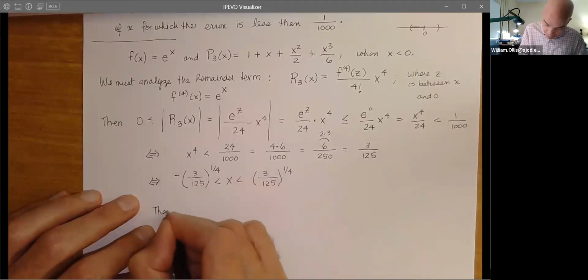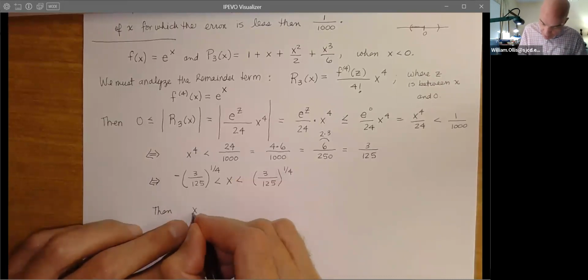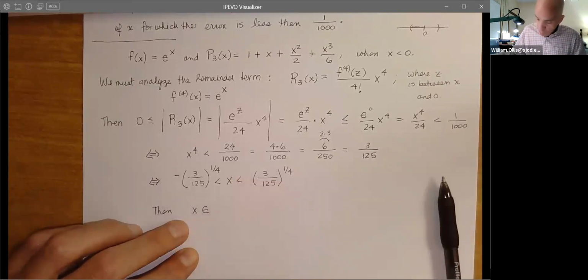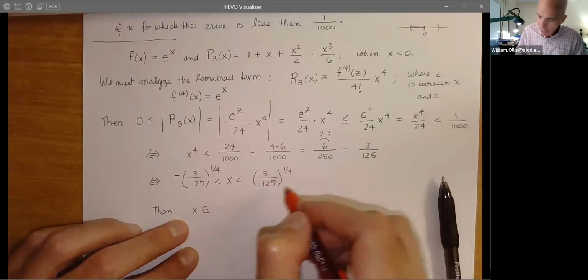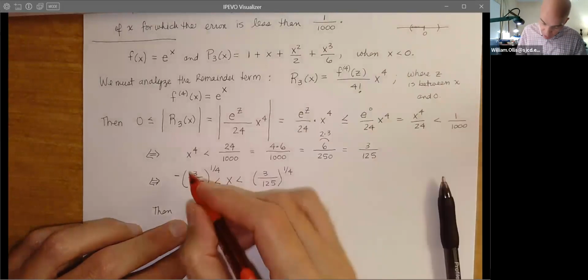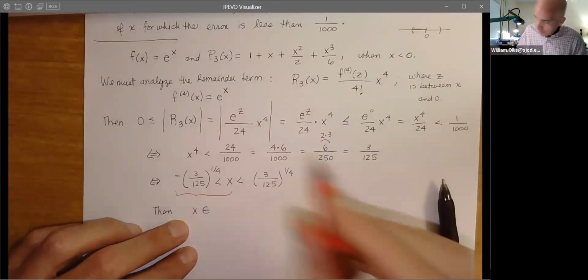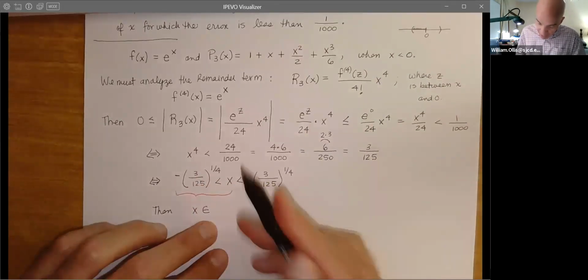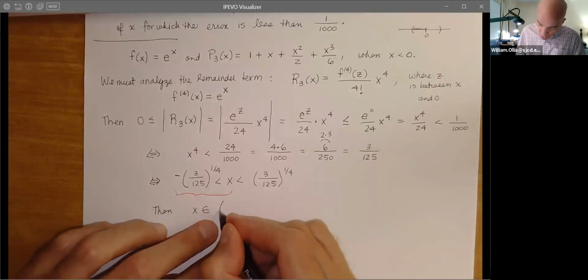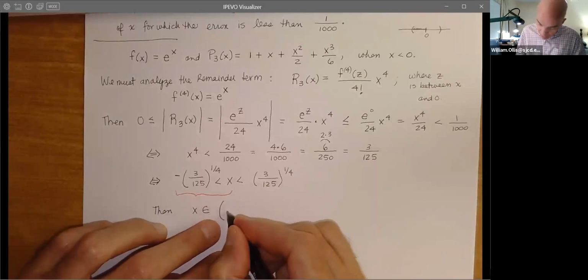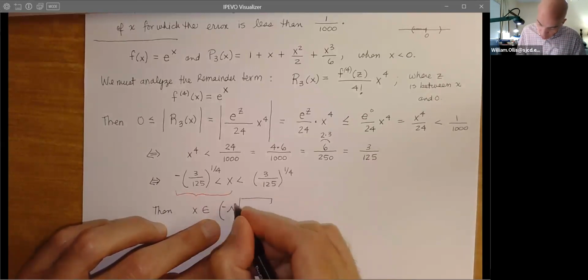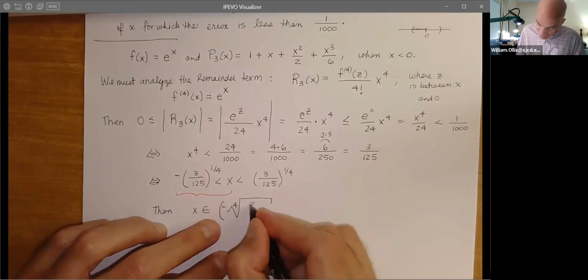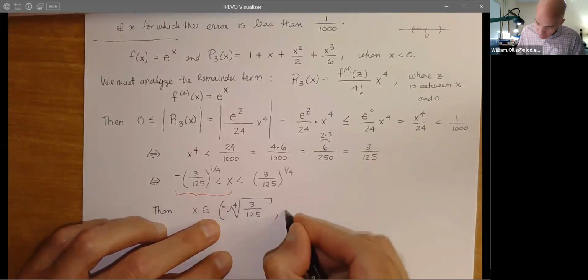Then x, so just look at the part that we can believe in. We don't know anything about that side because our bound stopped at 0. So we look at this part. So take x in this interval. We can write that using the radical, the negative 4th root of 3 over 125 to 0.